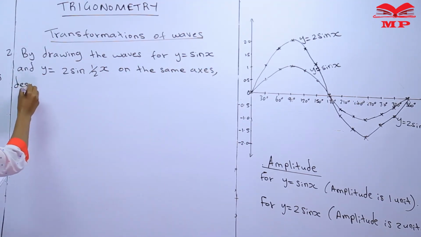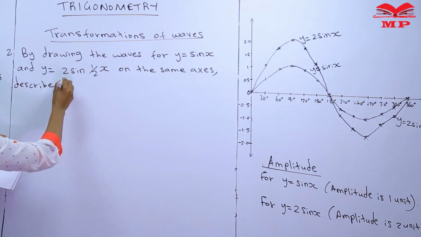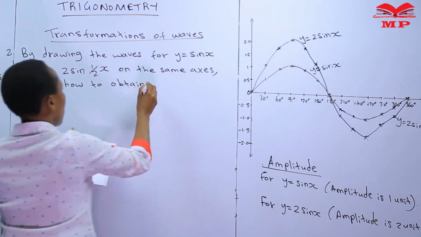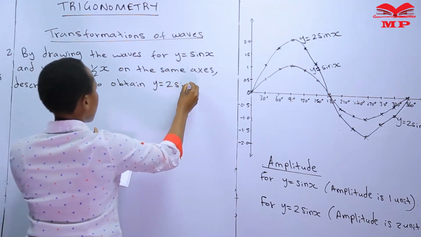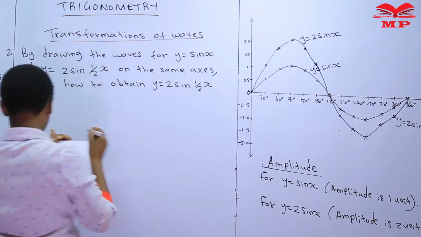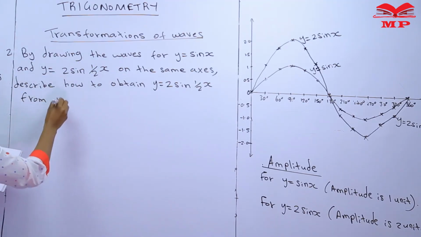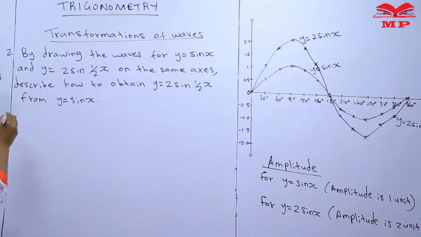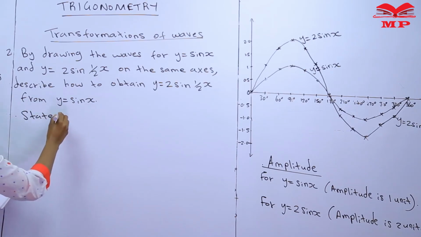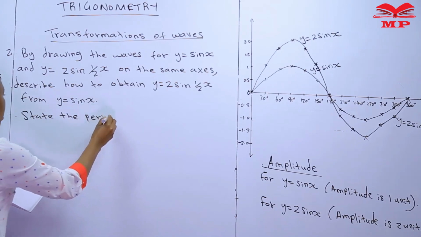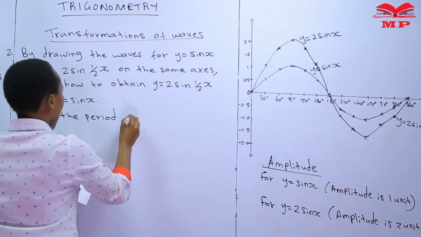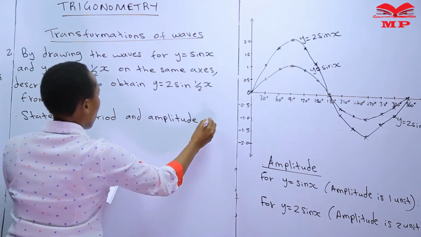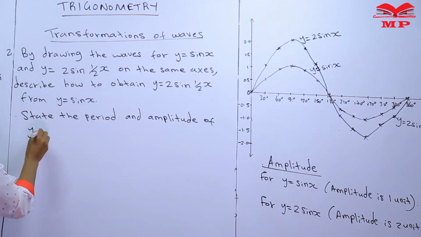describe how to obtain y equals 2 sine a half x from y equals sine x. Describe how to obtain that. Then we are also told to state the period and amplitude of y equals 2 sine a half x.